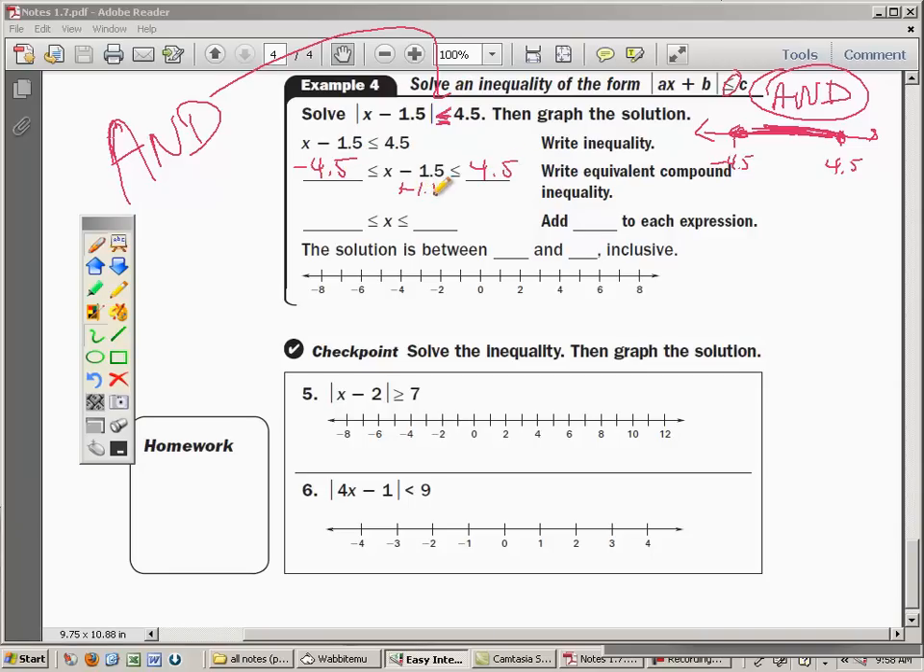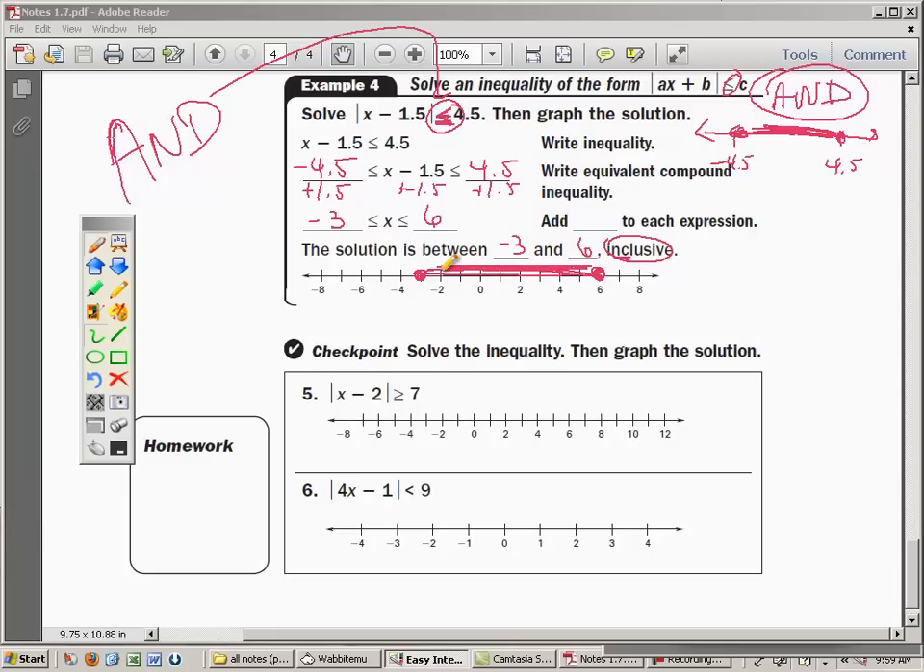And so when I add 1.5 to all 3 parts, I get x is between negative 3 and positive 6. And so the solution is between negative 3 and positive 6. Now the reason they're using the word inclusive here is because you're including them because it was less than or equal to. So again, because of the equal to sign, we're going to be coloring those in. This is now negative 3, positive 6, and again, the values are between them. And so you should be getting a solution like that.